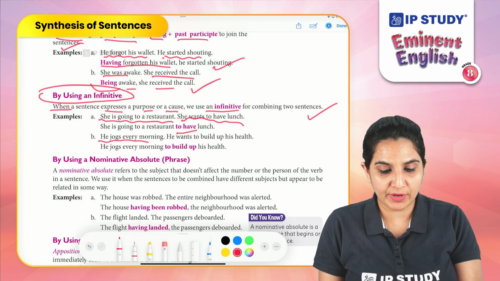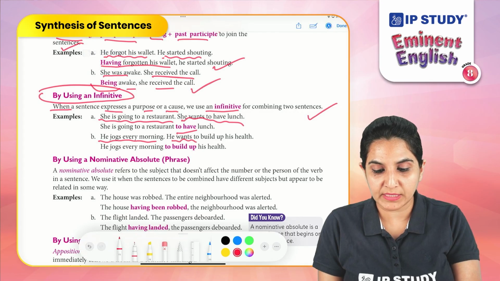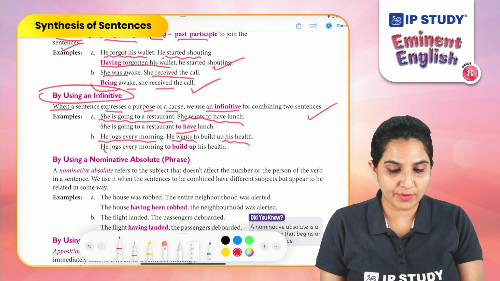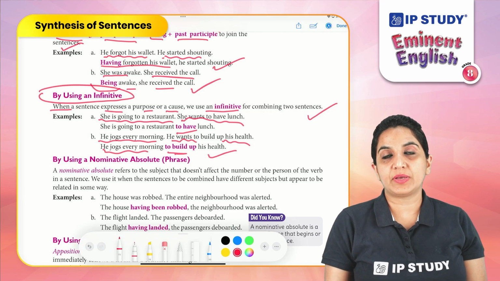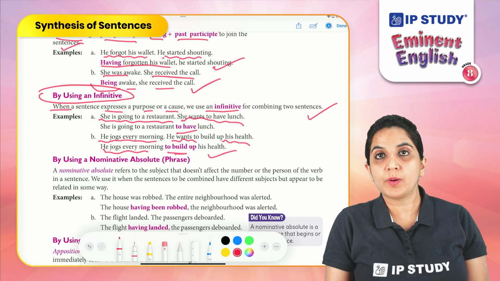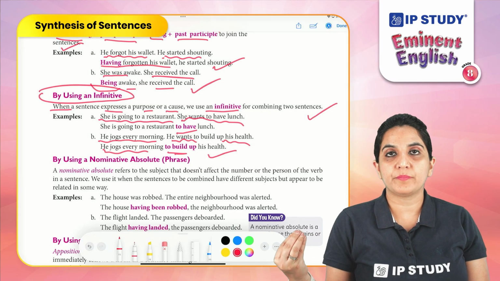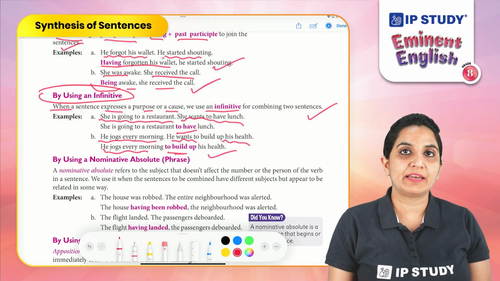He jogs every morning. He wants to build up his health. He jogs every morning to build up his health. So when in a sentence we want to state a purpose or a cause, we join by using the infinitive to.